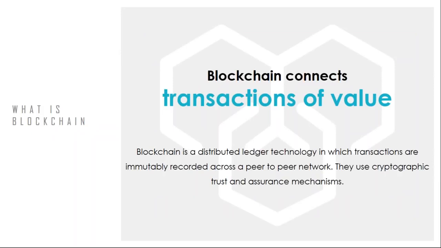Blockchain is a distributed ledger technology which uses a peer-to-peer network, and the data which is in there is immutably recorded. And this is the stuff that gives trust and assurance. We'll talk about what that means.